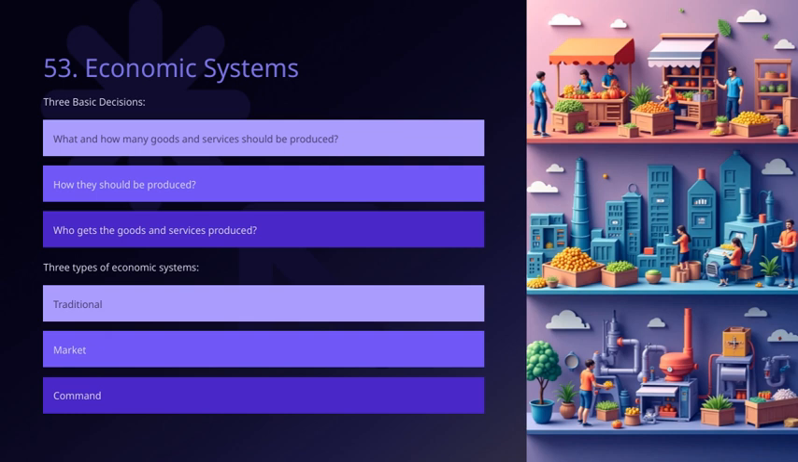These are the three basic decisions that every economic system has to address, and they shape how societies organize their economic activities. Understanding these questions helps us see how different systems approach economic challenges and allocate resources.